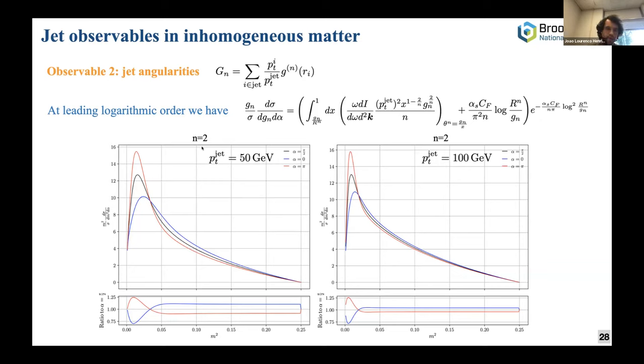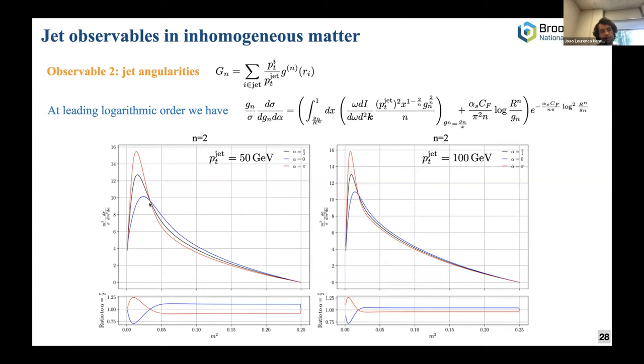Here I show you the results for n equals 2, so r squared, which is related to the jet mass. Here is the case for pt equals 50 and here pt equals 100. I'm plotting this distribution as a function of the jet mass. The black line is the case where you have no gradients. The red one is when you are measuring this quantity against the gradients, and the blue is when you are measuring it along the gradients. And you see that when you are measuring along the gradients, first the jet mass increases, which is naively what you would expect, and also the distribution becomes wider.